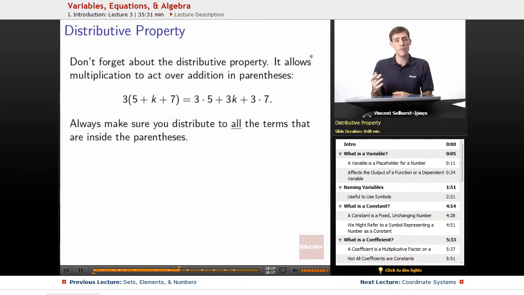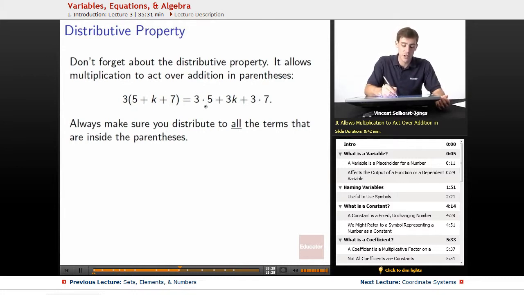Distributive property. We don't want to forget about the distributive property. It allows multiplication to act over addition when it's inside of parentheses. So if we have 3 times the quantity, 5 plus k plus 7, end quantity, then that's equal to 3 times the first guy, right? Plus 3 times the second guy, k, plus 3 times the third guy, 7. So 3 times 5 plus 3 times k plus 3 times 7.